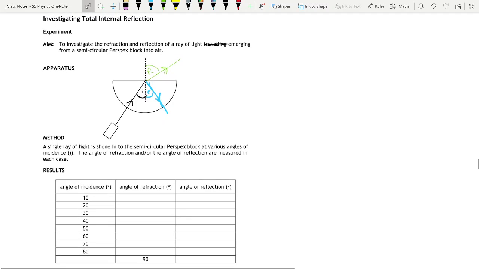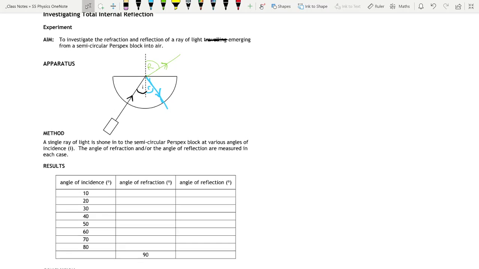Now we know, because we've done this before, that the refracted ray at some point disappears. Okay, so there's a point where there is no more refraction and there's just reflection, and we know that that is the point of total internal reflection. The point exactly where the refracted ray becomes 90 degrees is called the critical angle.